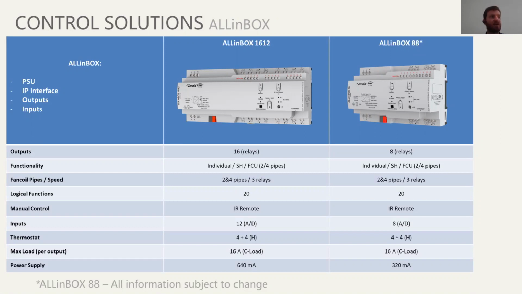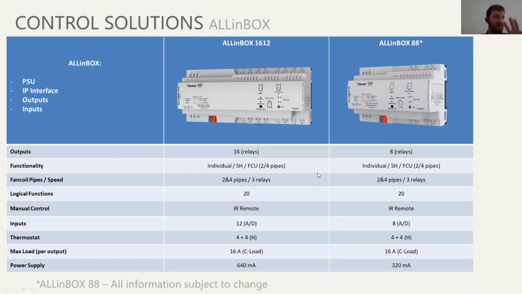And in terms of the fan coil logic, it has built-in fan coil logic, so you can define the channels to work as individual channels, as SATA channels, or you can configure them to work as a fan coil controller. In the 1612, you would have up to 2 fan coils, either 2 or 4 pipes. And in the All-in Box 88, you would have just 1 fan coil, 2 or 4 pipes. That's because a 4-pipe fan coil with 3 relay fan speed actually takes 5 outputs. So that would be 3 for the relays, 1 for the hot, and 1 for the cold.